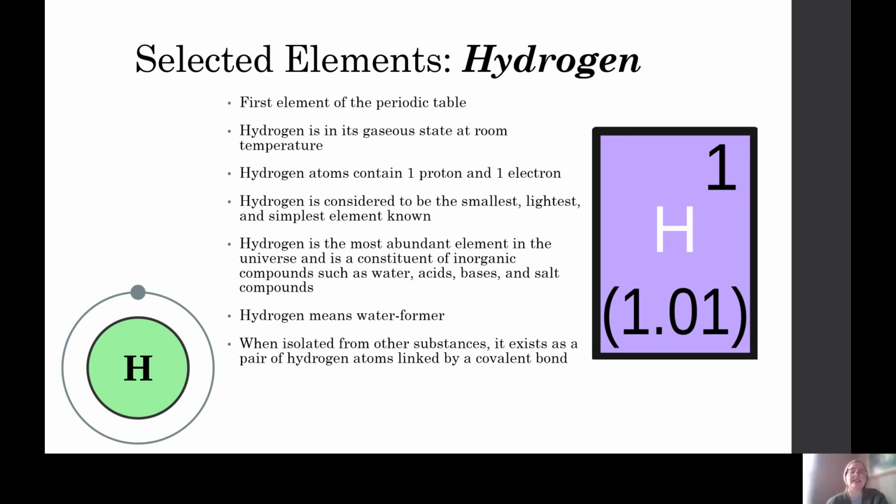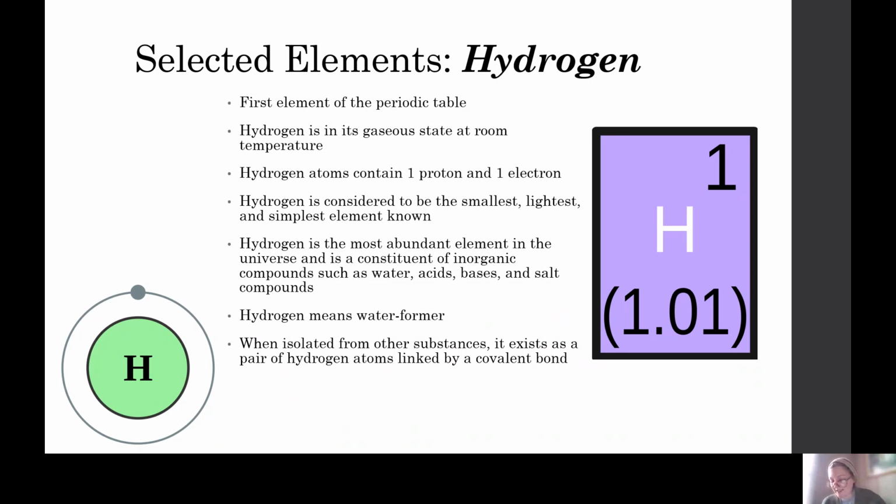Hydrogen is the most abundant element in the universe and is a constituent, meaning it's involved in a lot of reactions of inorganic compounds such as water, acid compounds, basic compounds, and salt compounds. Hydrogen actually means water former. And when isolated from other substances, hydrogen exists as a pair of hydrogen atoms linked by a covalent bond. Hydrogen is a positively charged element. Pure molecular hydrogen is colorless, odorless, and tasteless. Hydrogen will burn, but it will not support combustion of other substances. So that's that property of being a nonmetal.